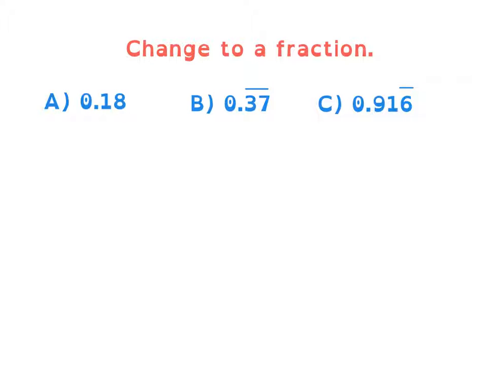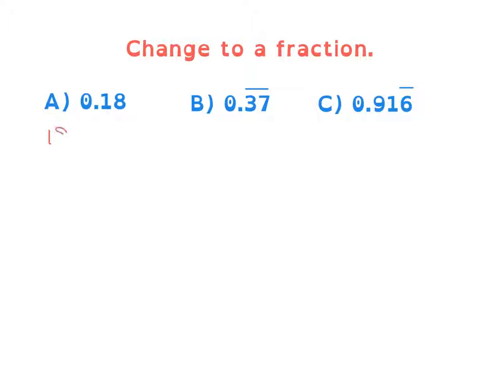All right, this last thing, this is the hardest. We're going to change decimals into fractions. Notice if they don't repeat, you're allowed to just use place value. So there's 0.18. 1 is in the tenths place, 8 is in the hundredths place, and that's all. So it ends in the hundredths place.